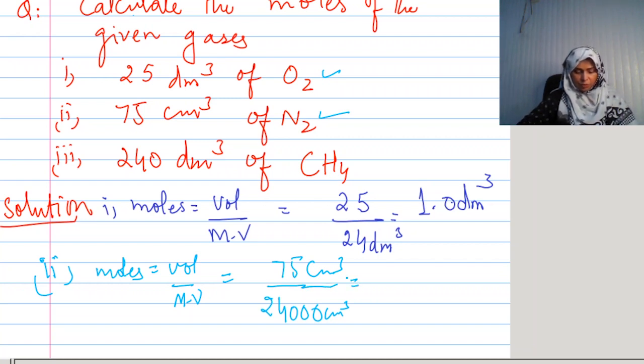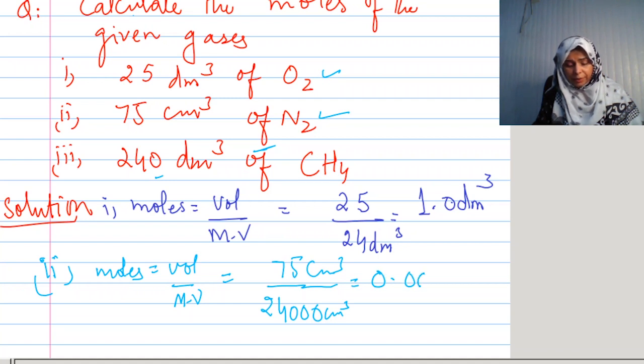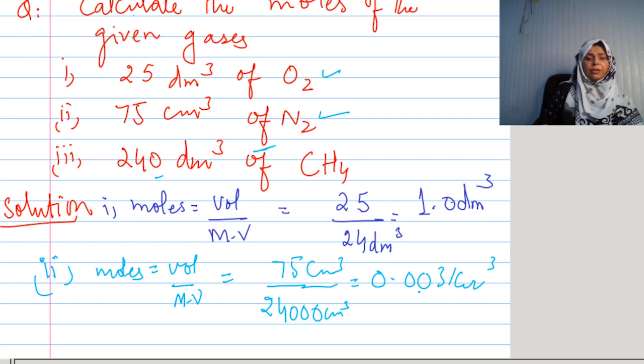Now we have to divide 75 by 24,000 centimeter cube. The answer is 0.0031 centimeter cube. So whatever the values are, try to solve the third part again.